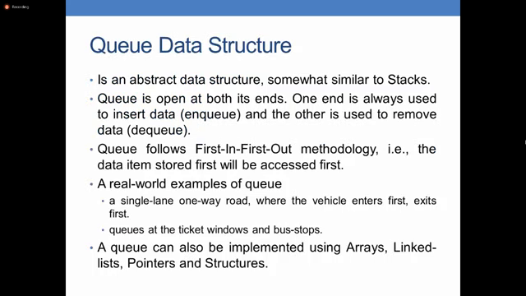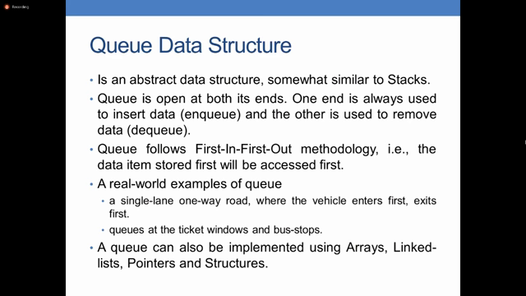When we take the queue data structure, it is also an abstract structure and similar to stack. The main difference is that both ends are open. Out of these two ends, one end is always used to insert data. Inserting data is considered as Enqueue, and the other end is used to remove data. Removing data is considered as Dequeue.